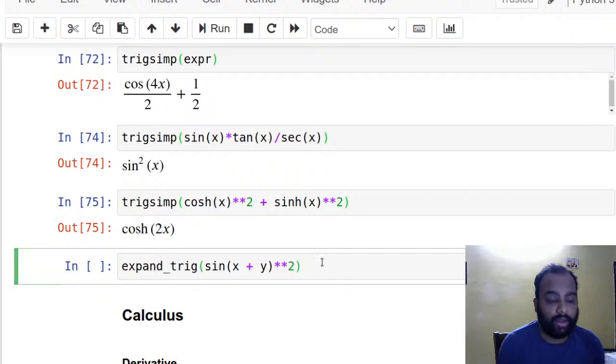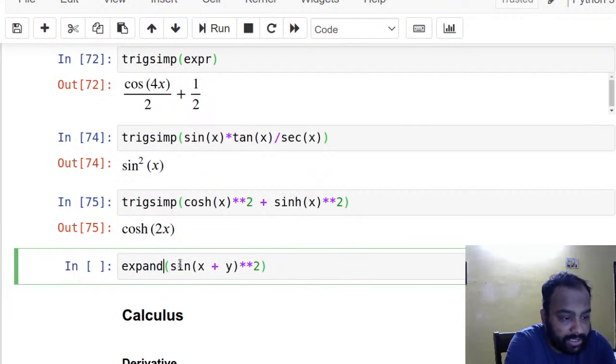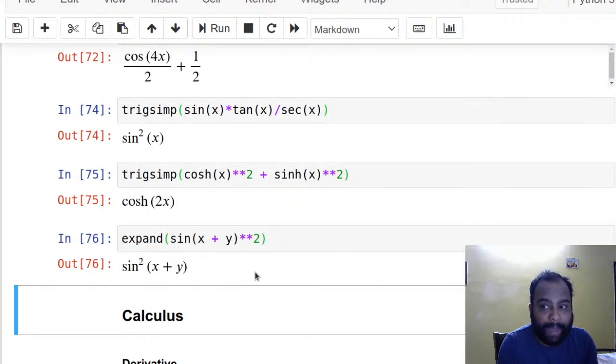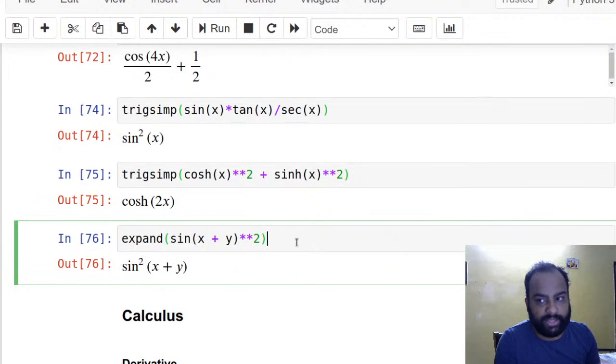Now look at this one. If I say expand on this, what is this? This is sine of x plus y, whole square. So if I say expand on this, SymPy doesn't know what to do with it. It does not know how to expand this. But you have to now tell it that I want a trigonometric expansion. I want the formula for sine of x plus y to be written, and then I want it to make a whole square of that. Just to show you what I mean.